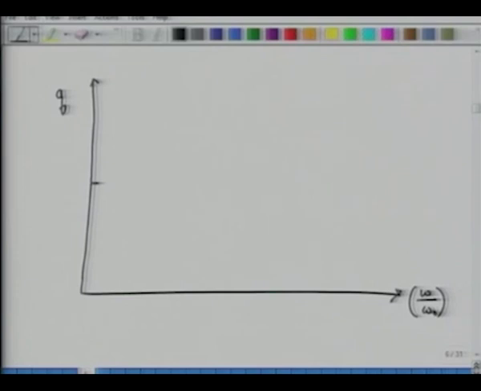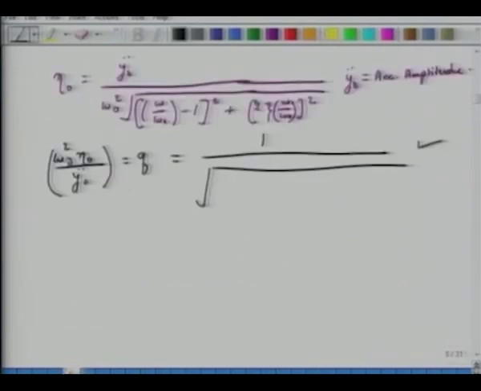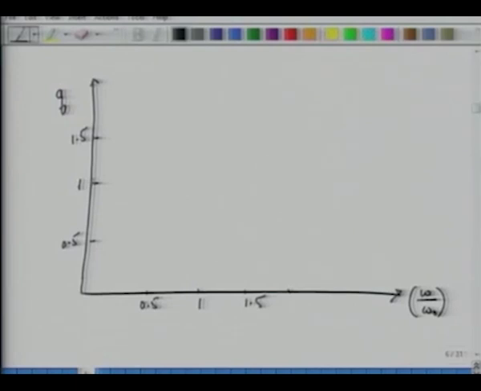So that's my q equals 1. Zero, 0.5, 1.5, and my normalized angular frequency is here 0.5, 1, 1.5, and so on and so forth. So in this case, all the curves start from when omega is 0, q is identically 1. So all curves start from here.